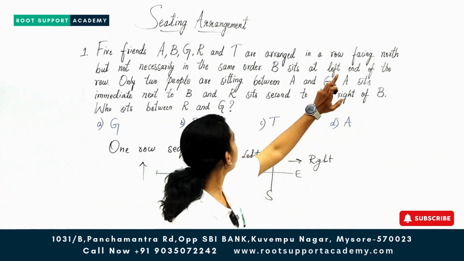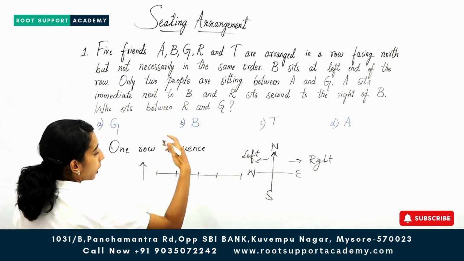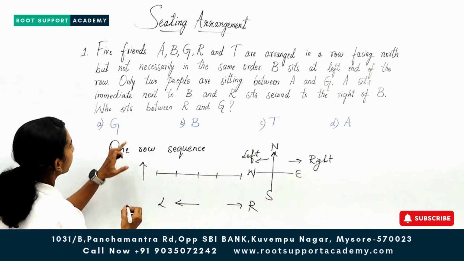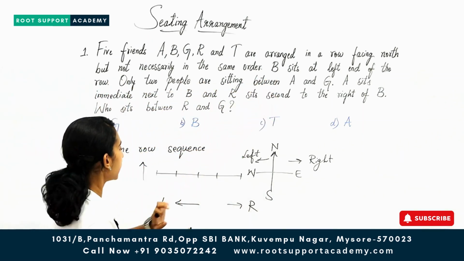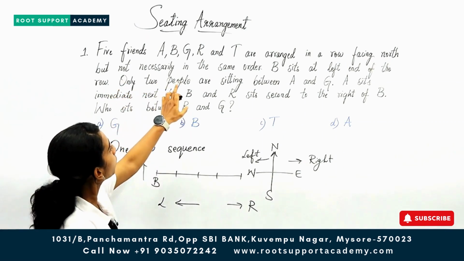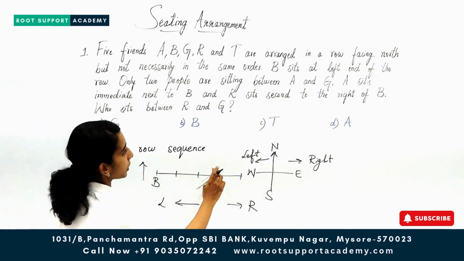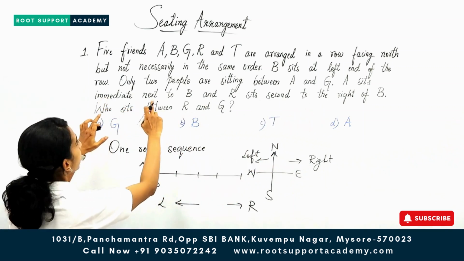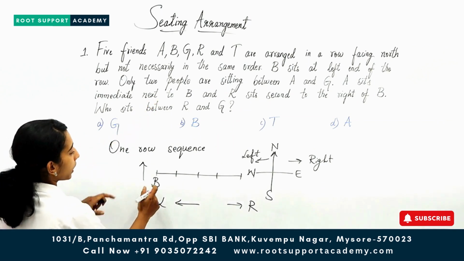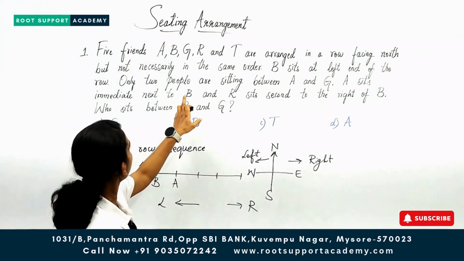B sits at the left end of the row. Now, I told you when they're all facing towards their north, this is their right and this side is their left. What is mentioned? B sits at the left. So, B's position is this. Next, only 2 people are sitting between A and G. We still don't know the position of A and G. A sits immediate next to B. Okay. So, immediate next to B, who is sitting? A is sitting.